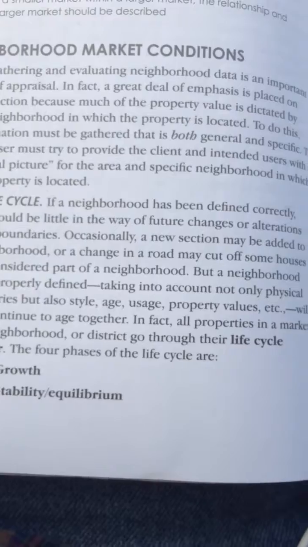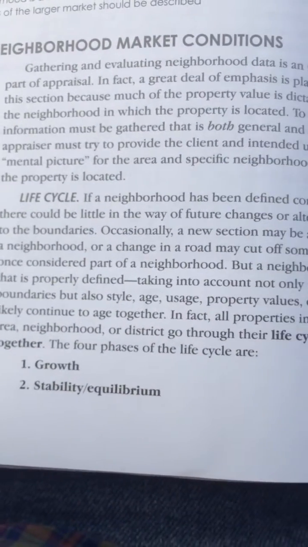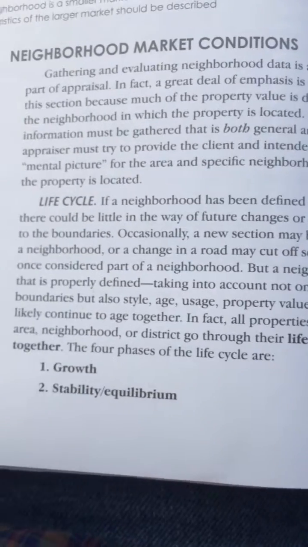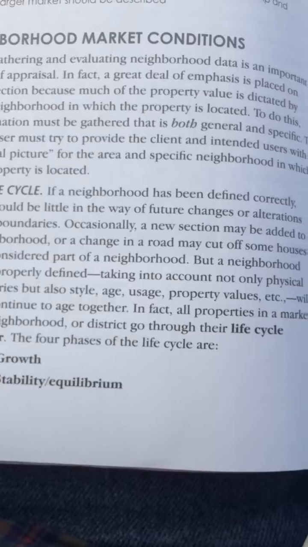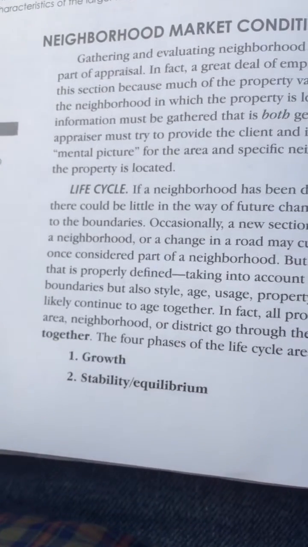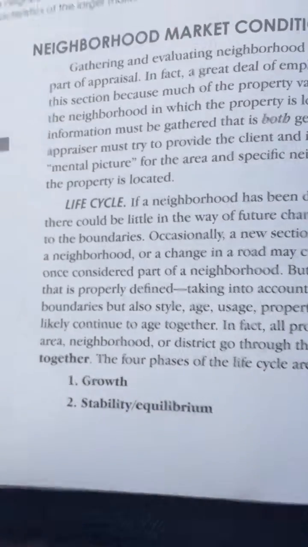In fact, all properties in a market, area, neighborhood, or district go through their life cycle together. The four phases of the life cycle are: 1. Growth. 2. Stability/equilibrium.